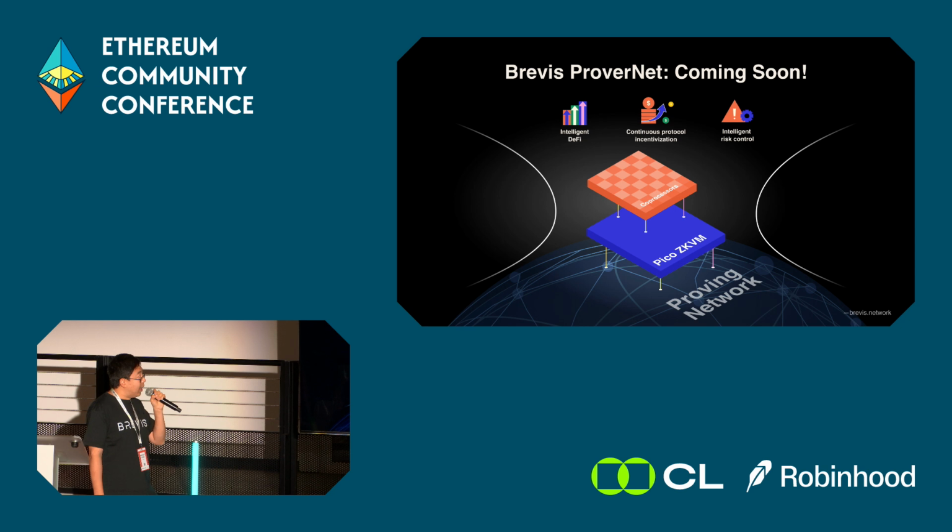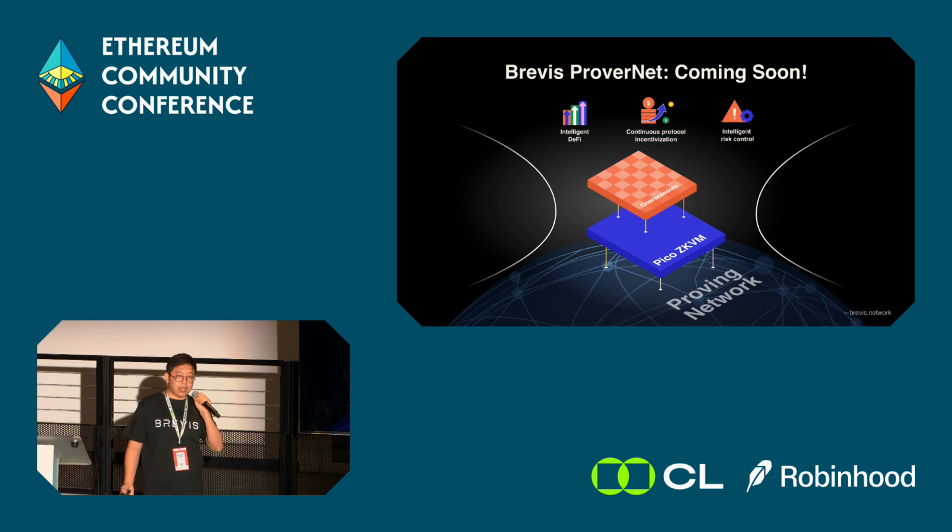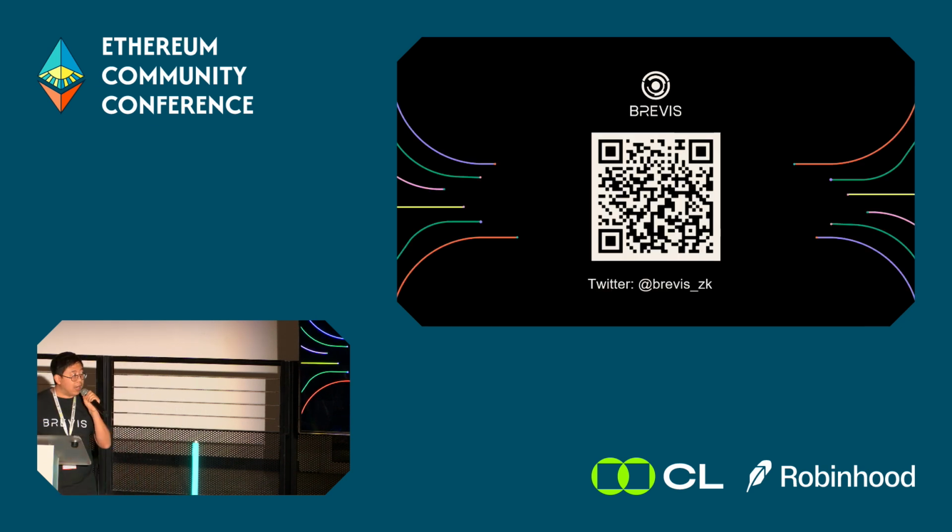So finally, I just want to touch on the Brevis Prover Net, which is coming soon. That will handle and undertake all the proving requests from our ecosystem projects, which is a decentralized network that anyone can participate in with arbitrary kinds of hardware and software.